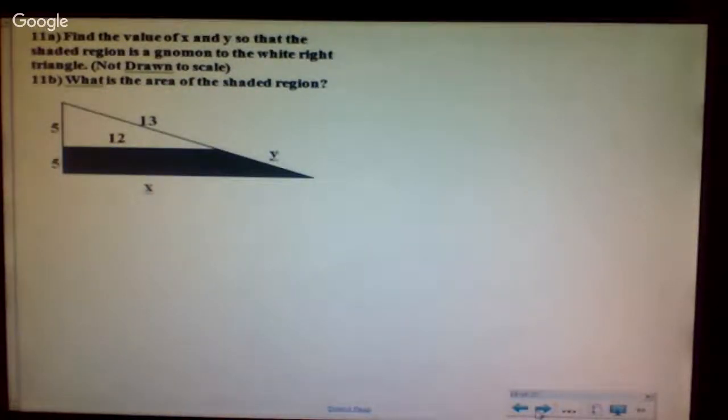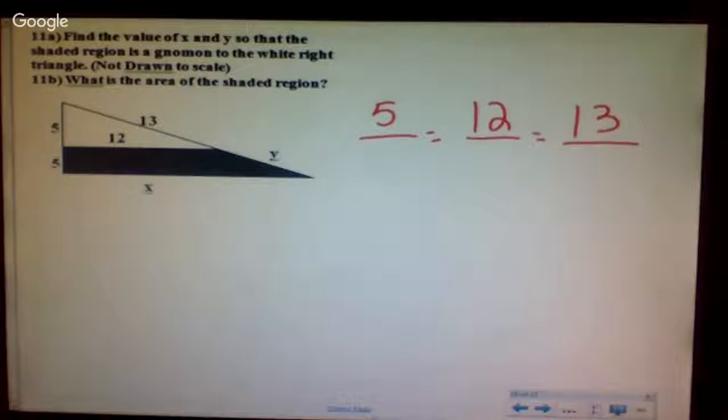Okay, here's my last one. Again, my original figure is a 5, 12, 13. So I always put it in order. 5, 12, 13. I think it's times 2 again. Those two 5s are the same size. That goes under 5. That will help with everything, but why? Because you have to do 13 plus y. Okay, so small, middle, long.